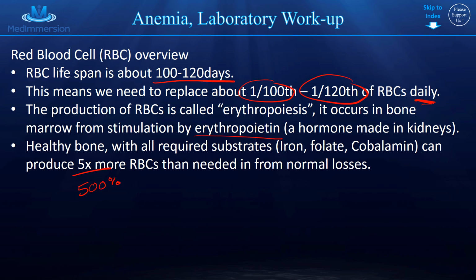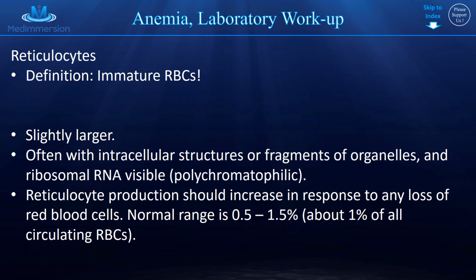But what would that look like? Well, I guess you would see a lot of immature blood cells floating around, right? If you started making 5 times more red blood cells, well, there'd be a lot of young, juvenile, or immature blood cells floating around. That makes sense, right? Yeah, it does. And those are called reticulocytes, or immature red blood cells.